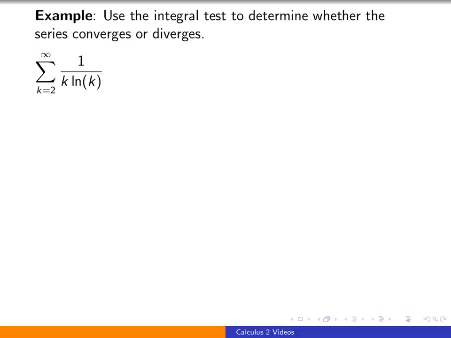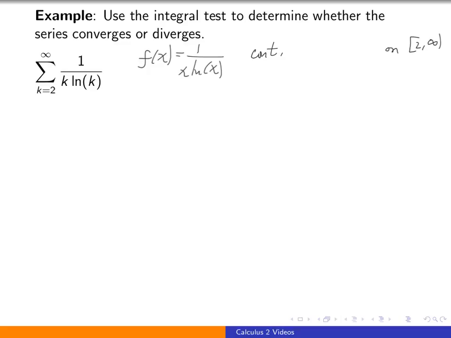So let's think about the associated function. So the associated function in this case, change each k to an x, 1 over x ln of x. This function is continuous as long as you stay away from where the denominator is 0. That is, if you stay away from 0 and 1. So this is continuous. And now instead of thinking about the interval from 1 to infinity, we're going to think about 2 to infinity because 2 corresponds to that lower index of the summation.